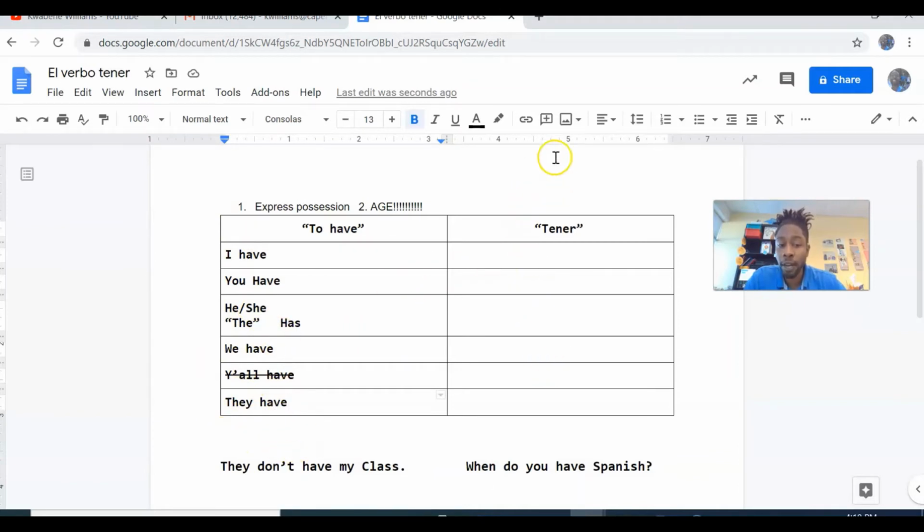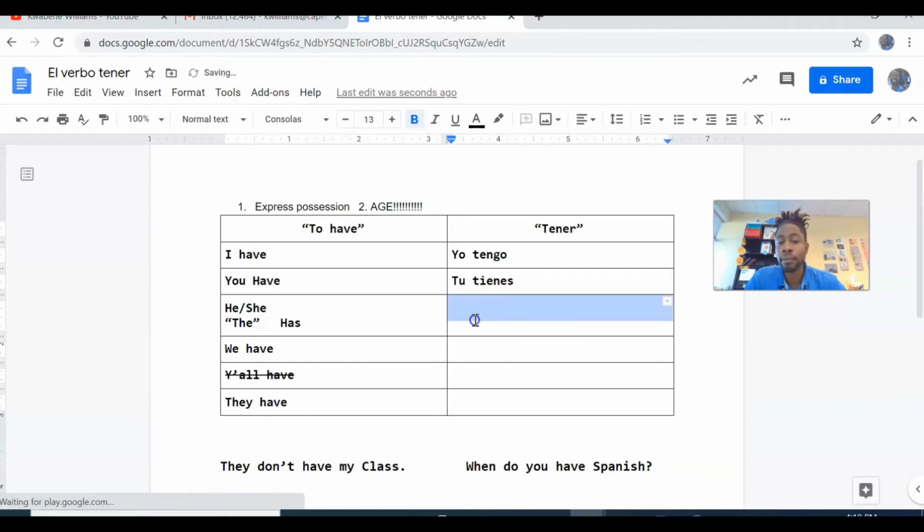So now in this box right here, we're going to go ahead and conjugate tener, which is our Spanish version of to have in Spanish. Okay, so I is yo, and yo is going to match tengo. So yo tengo is how we say I have. Here with tú, with an accent on the u, we say tienes, tú tienes.